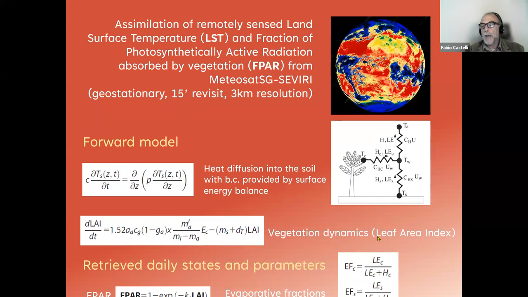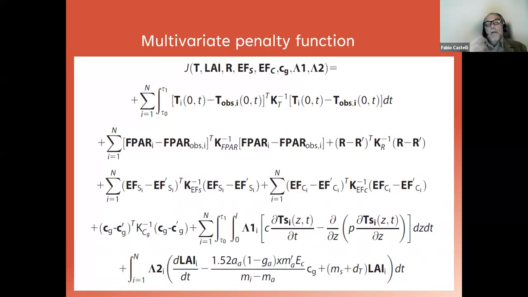So there is also a vegetation dynamics model, and the retrieved daily states and parameters are those that control, as I said, the relation to soil moisture between the latent heat and the total flux, that is the partitioning between the latent heat flux and the sensible heat flux from the vegetation and from the bare soil, and the evolution of the capability of the vegetation to evaporate, okay? This parameter here is called the fraction of photosynthetically active radiation, which is the amount of energy that is used by the plants for photosynthesis.